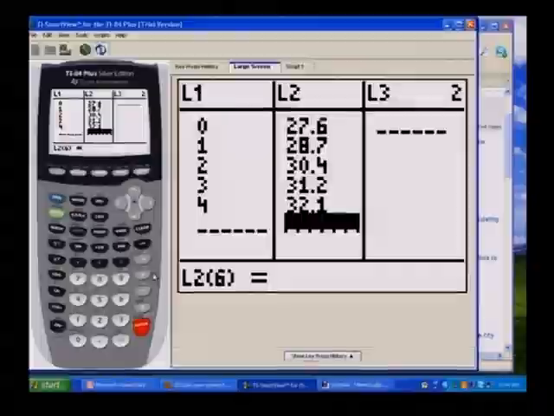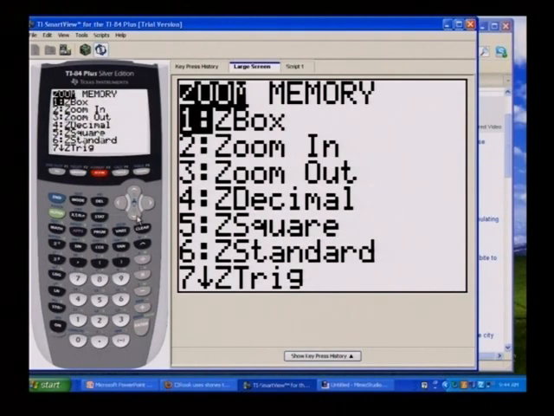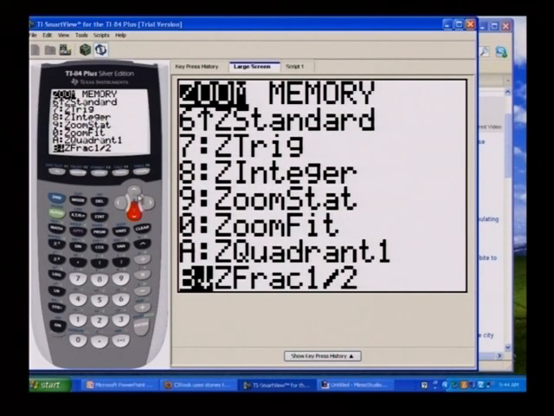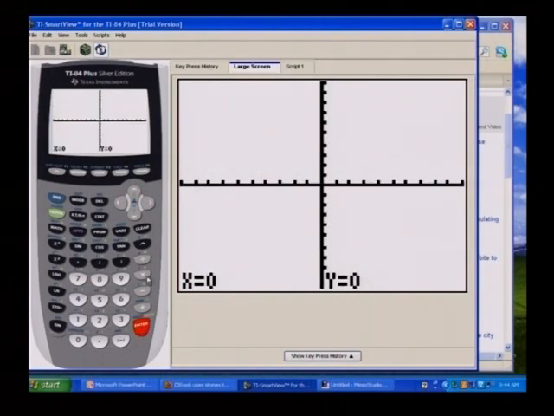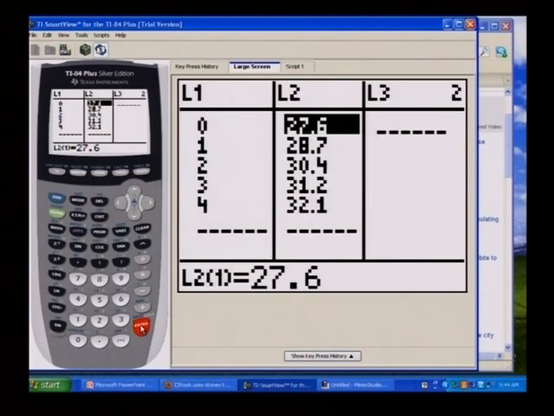All right, once you get your data entered, go ahead and graph it. I've got to turn my stat plot on. Everything else looks good. I'm going to zoom down here to number 9, ZoomStat. That'll set the window for me. I don't see my graph. That's not good. Well, let's set our window by hand then.